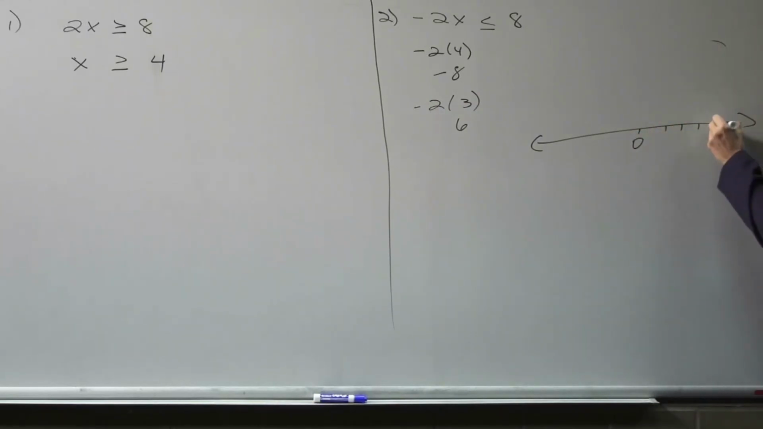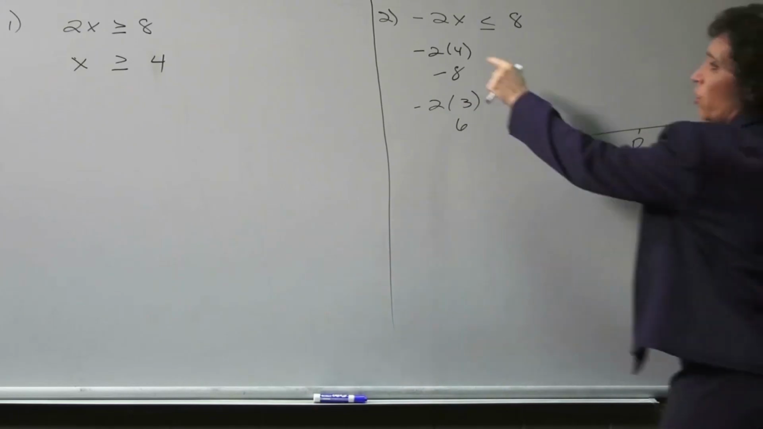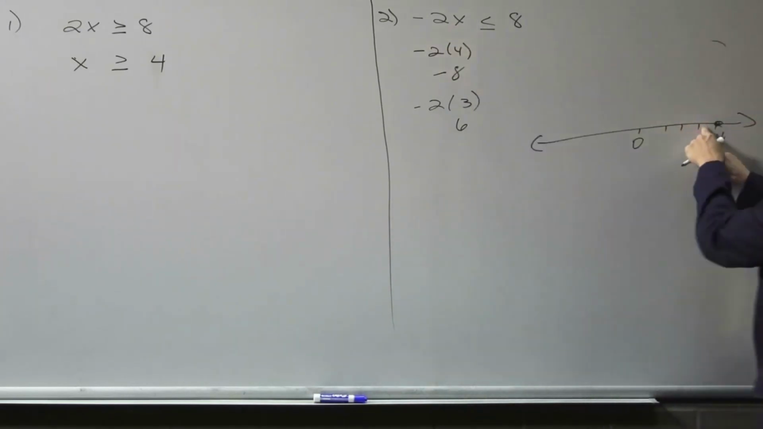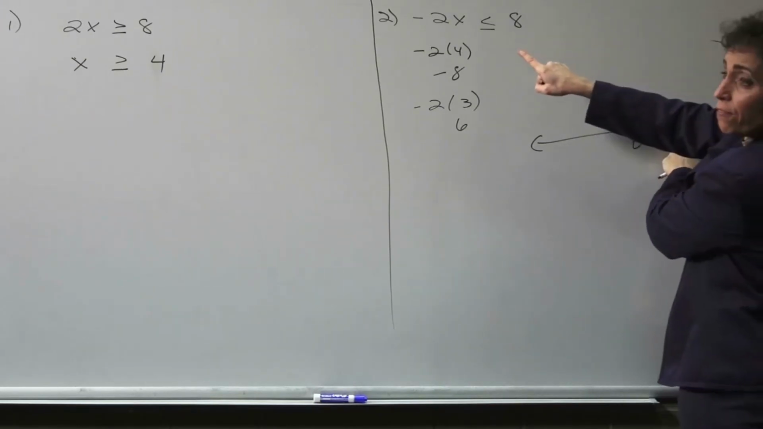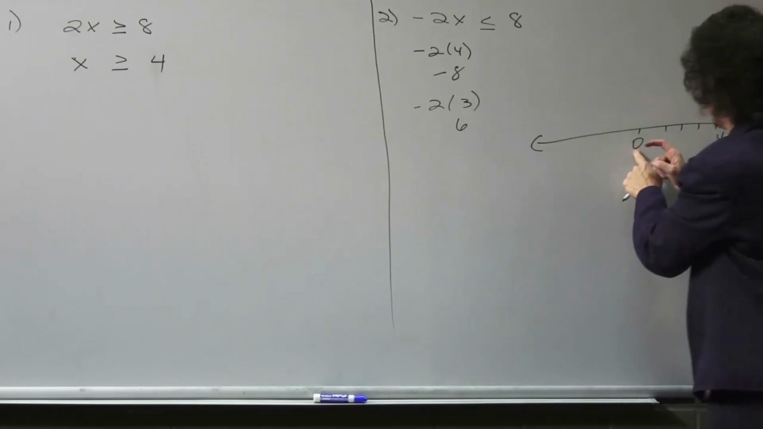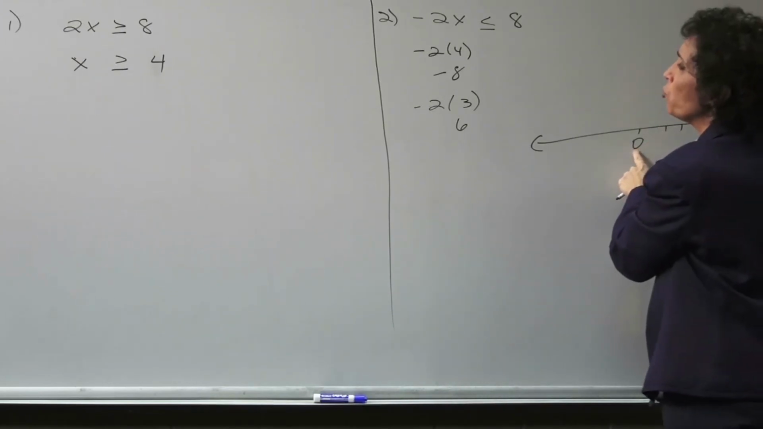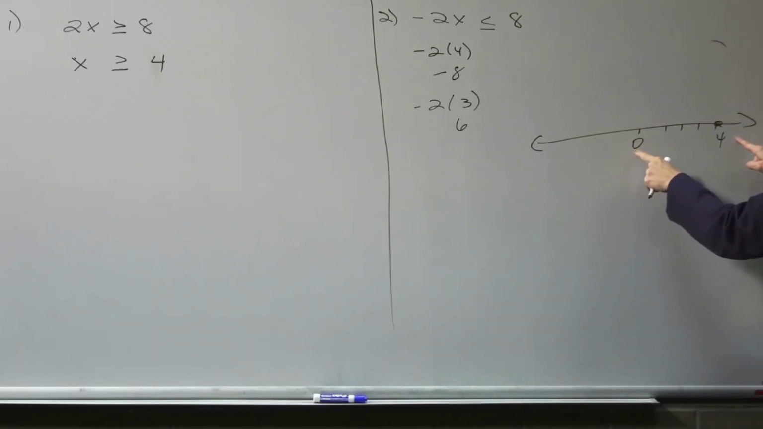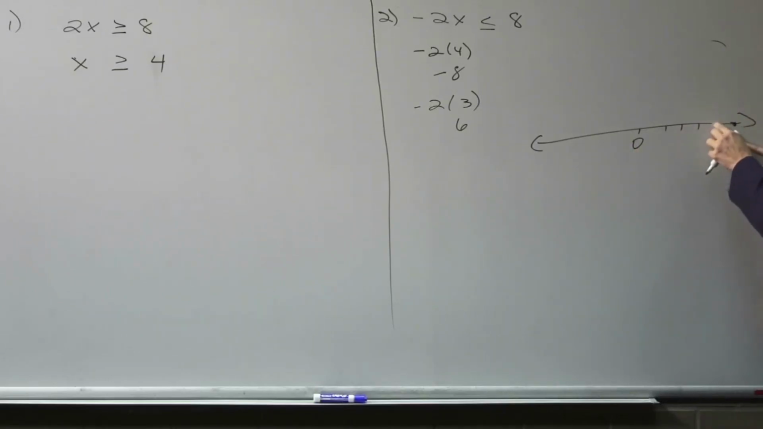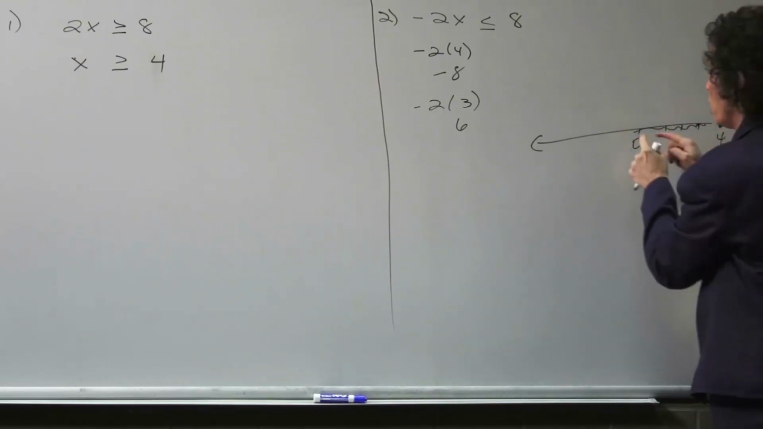We're saying 4 works. Well, does 3.5 work? Or any numbers in between here? Let's see. Negative 2 times 3.5 is negative 7. That'll work. Does 2 work? Negative 2 times 2 is negative 4. That'll work. Does 0 work? Negative 2 times 0 is 0. Is that less than or equal to 8? That works. Does 5 work? Negative 2 times 5 works. So all of these work here. Does 10 work? Yes, all of these work because they're all being negative, so they all work. All the positive numbers will work. So how about the negative numbers?